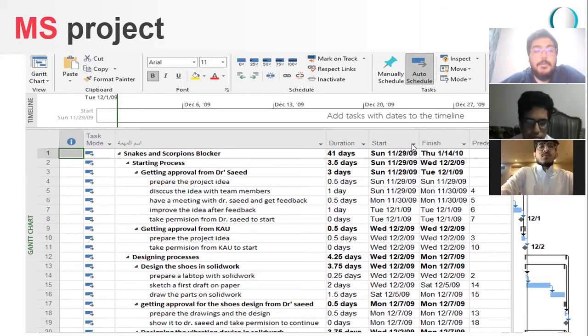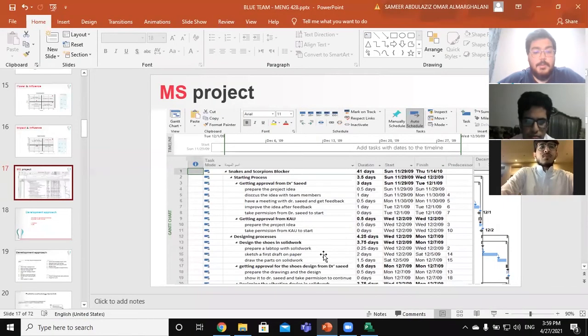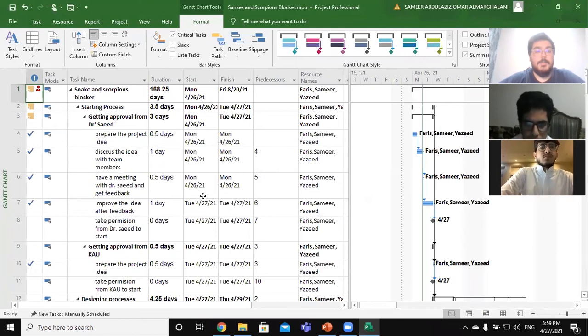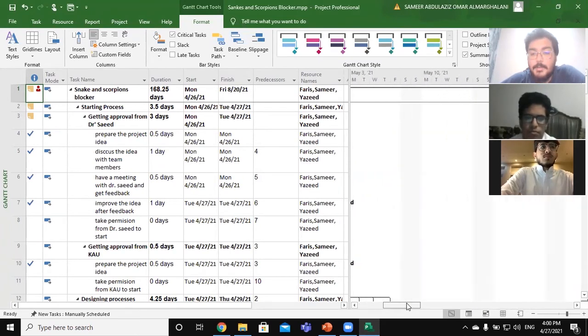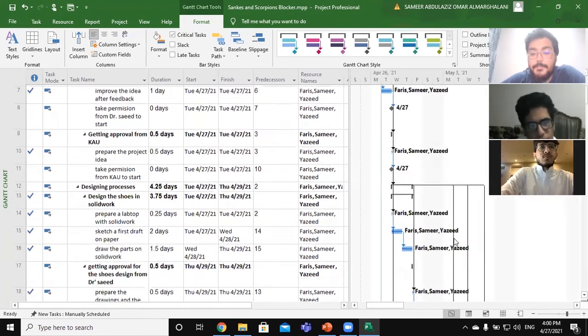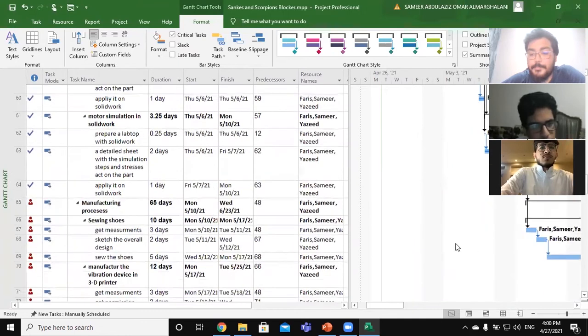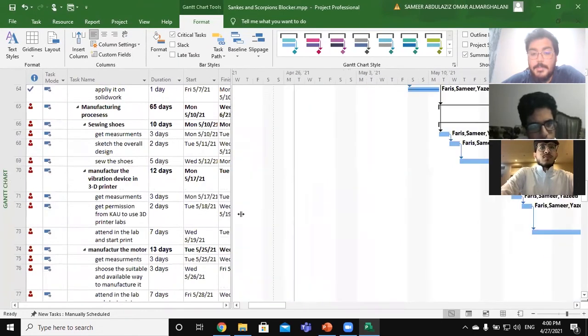Okay, I'm back, guys. Now I'm going to talk about the MS Project. Before my colleague Yazeed starts, I'm going to explain the agenda chart that we had in our project. So let's move to the MS Project agenda chart. Okay, as you see here, this is the agenda chart for our project. Okay, let's go down. Let's minimize this.